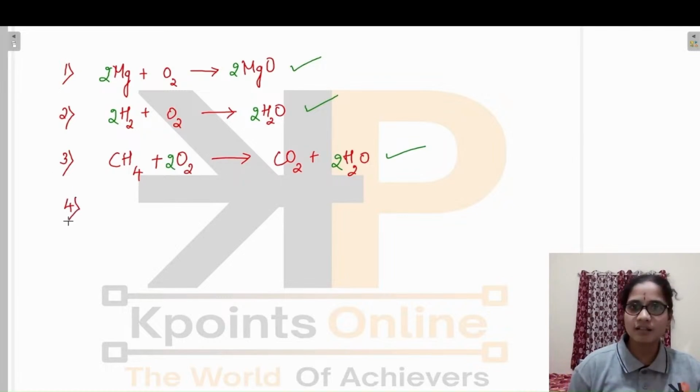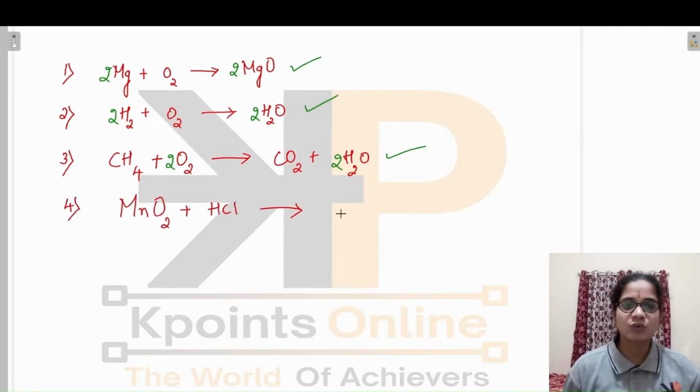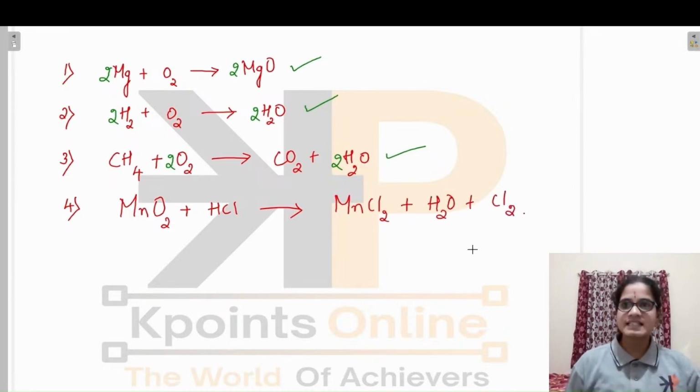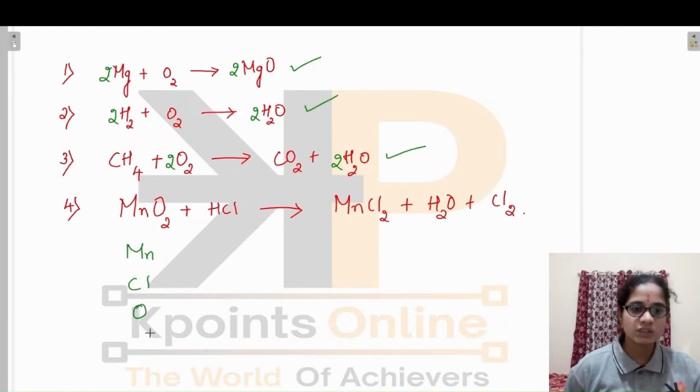Okay, let me take another example. Manganese dioxide plus HCl forms manganese chloride plus water plus chlorine. See here, there are 4 chlorine atoms here. As they are more in number, let us first balance the chlorine atoms. Or if the reaction seems complex for you, first write the number of atoms of each element, oxygen and hydrogen, on the LHS and on the RHS.